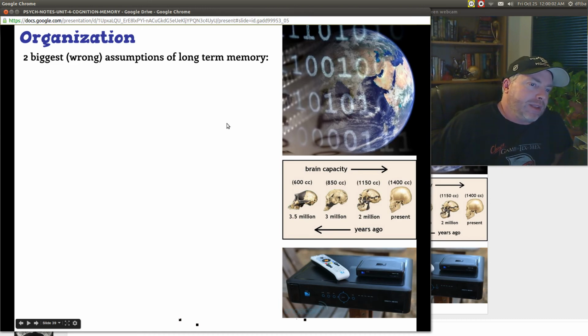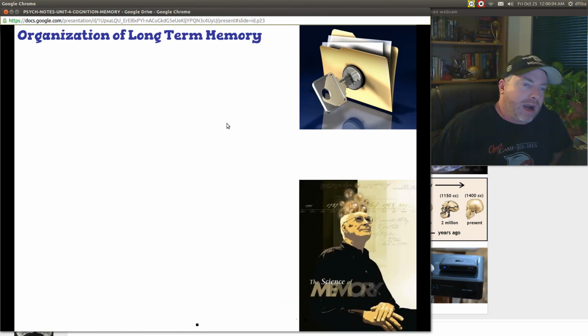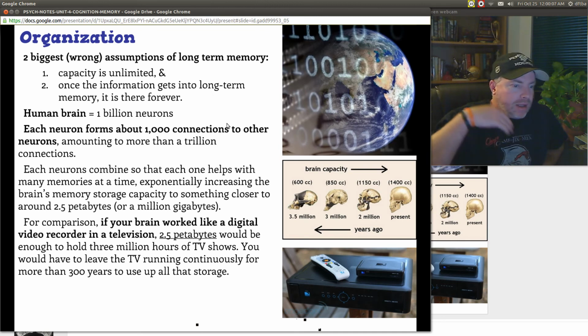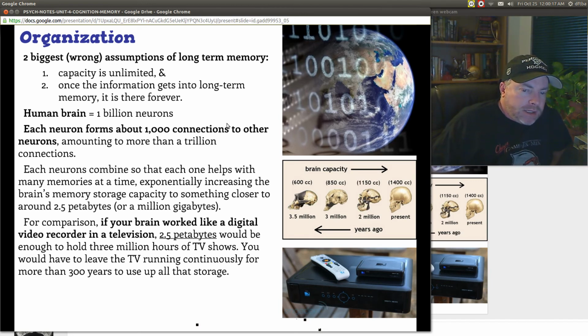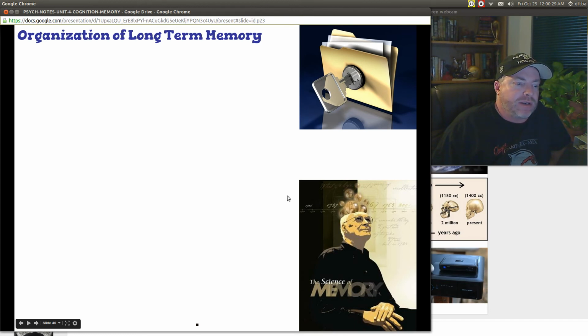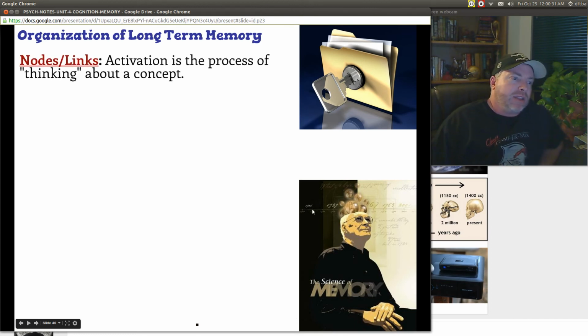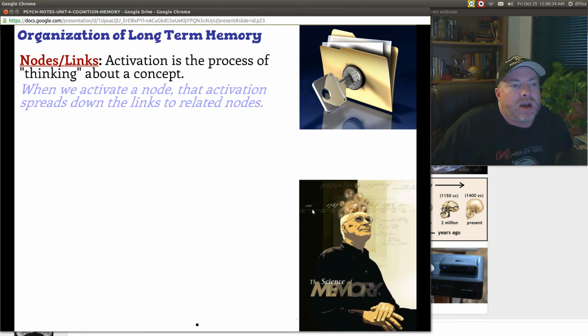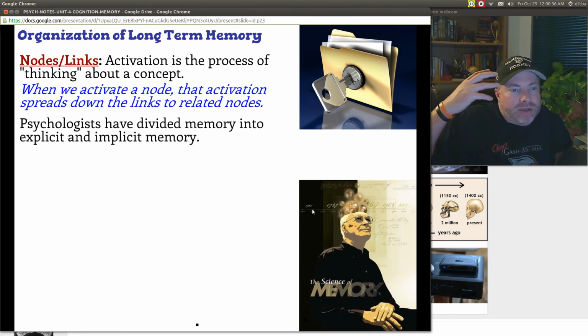So let's flip back through this some more. Each neuron combines with other neurons, so you're getting closer to that 2.5 petabyte number, or 1,000,000 gigabytes, is basically what we're looking at. It's interesting how the human mind has evolved and changed over time, and the brain capacity has widened and improved. So let's look at the organization of long-term memory. Just about finished here. Nodes and links. We discussed this with cognition earlier, and we activate or spread down a node.